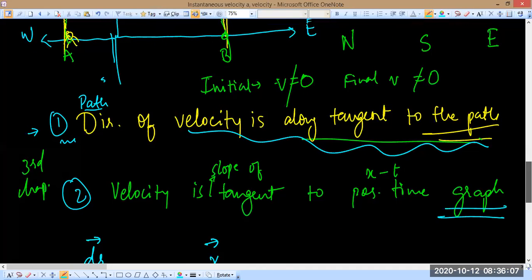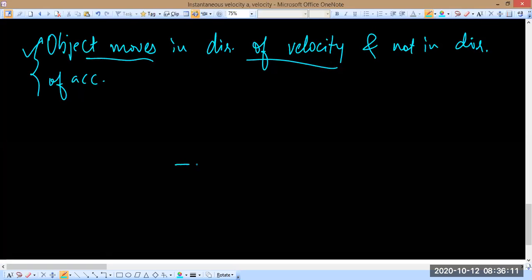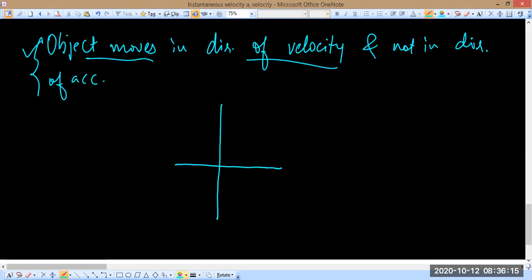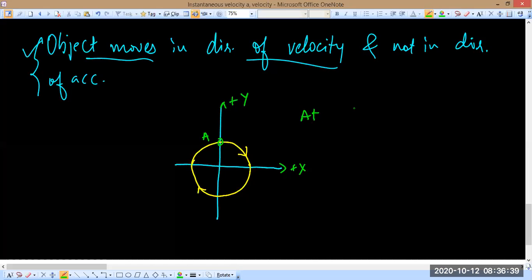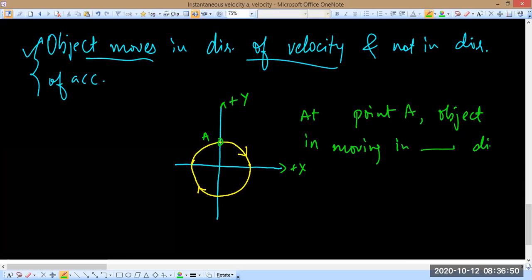So let me ask you a question which is, in a slightly different manner, right? That will hopefully solve confusion. Suppose some object is moving in a circle like this. Okay, some object is moving in a circle like this, let's say. So if I ask you that at the point A, object is moving in which direction? At point A, object is moving in dash direction. Can you answer this question? At the point A, object is moving in dash direction. Okay.